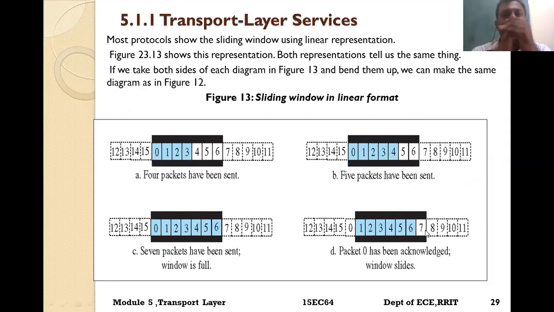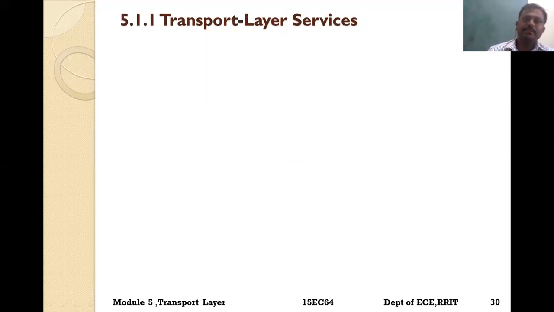So the window size may be 2, 3, 7 or 15, whatever window size you are using, depending on that, the window slides in the same way. So this is what a sliding window is. Now based on this, we'll try to analyze the protocols.